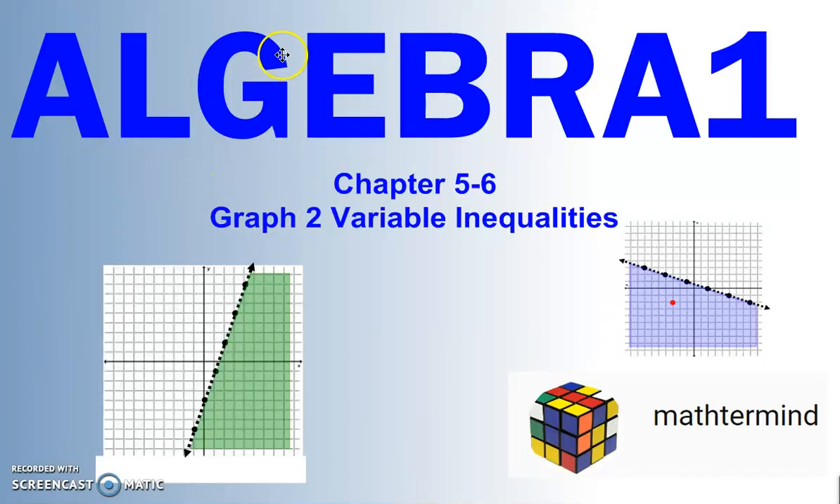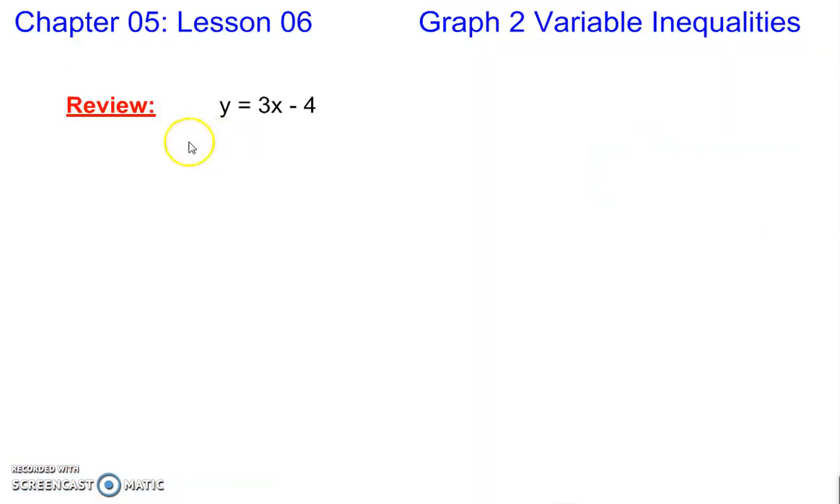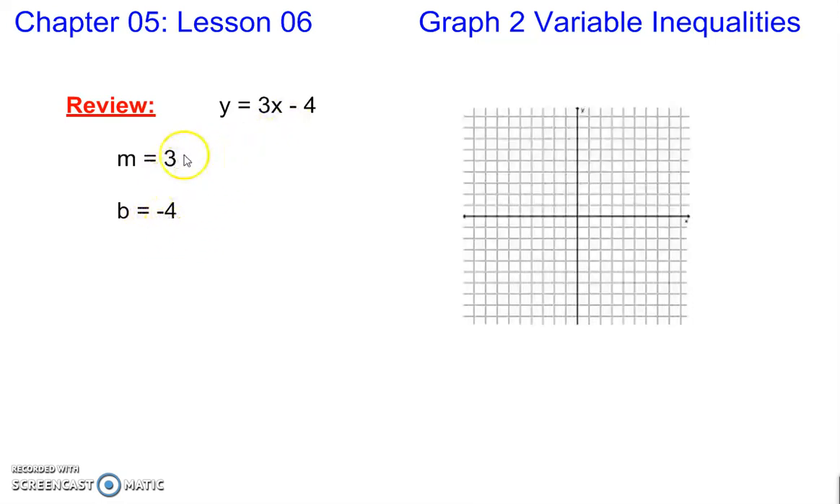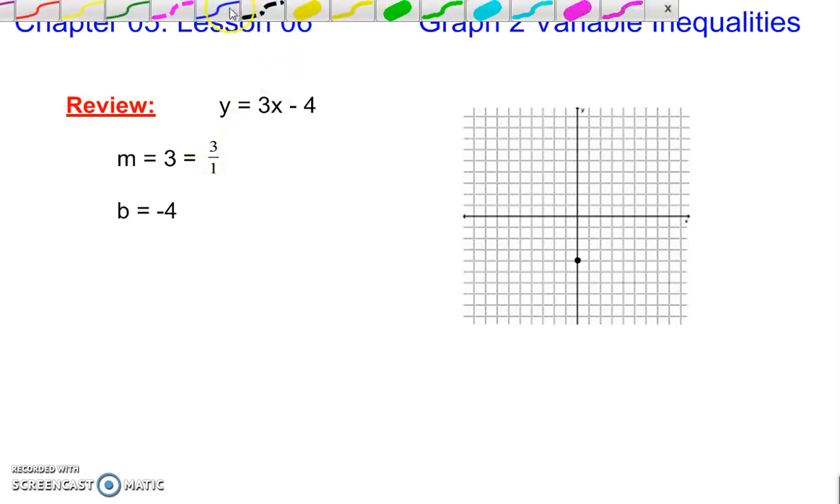Alright, here we go. Algebra 1, Chapter 5.6, graphing two variable inequalities. Remember when we had y equals 3x minus 4, anything in the form of y equals mx plus b? Well, m was the value in front of x, and b was what we added to that, so in this case negative 4. So the slope here, if I want to graph this, I have b, that value is negative 4, I can graph that, and then the slope, remember, was 3 over 1.